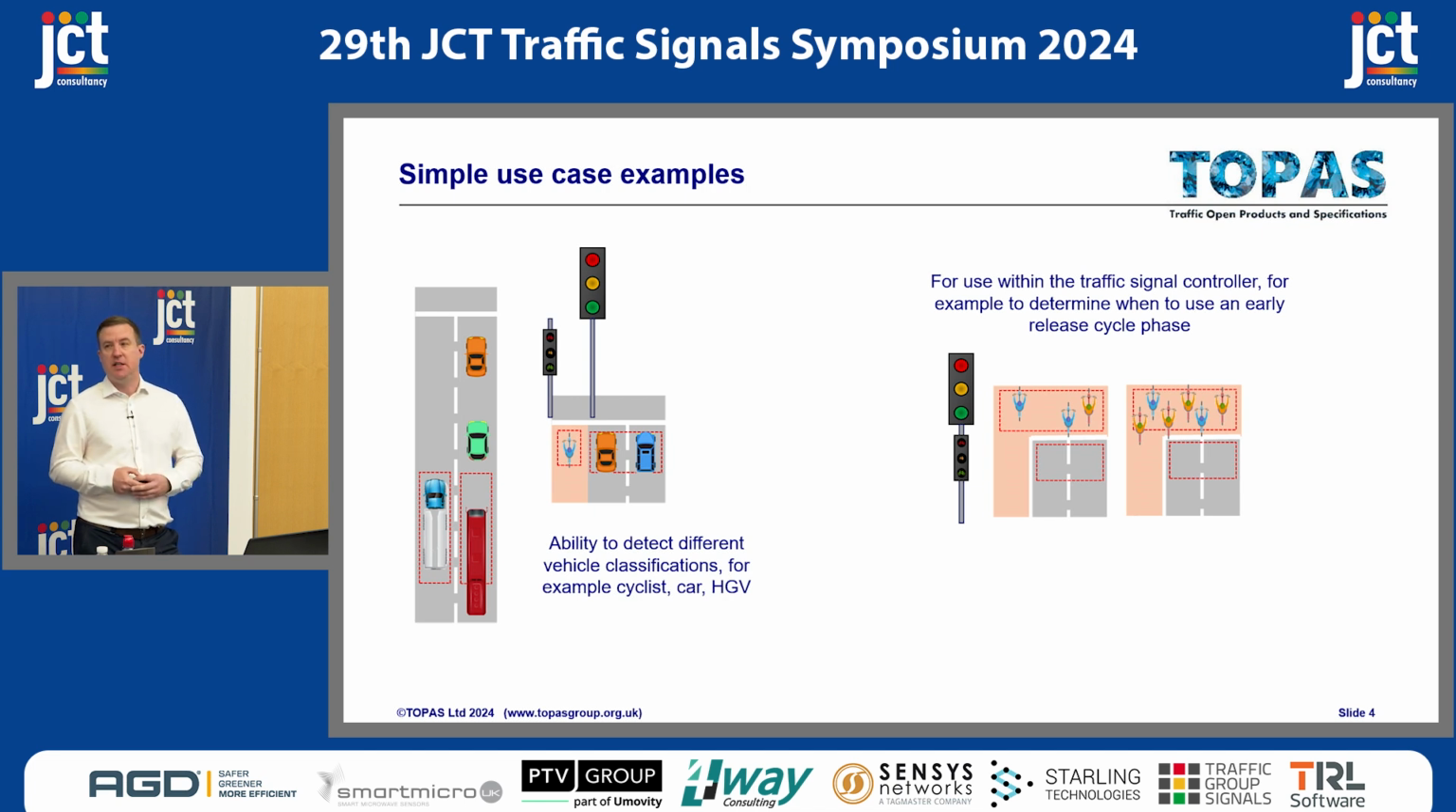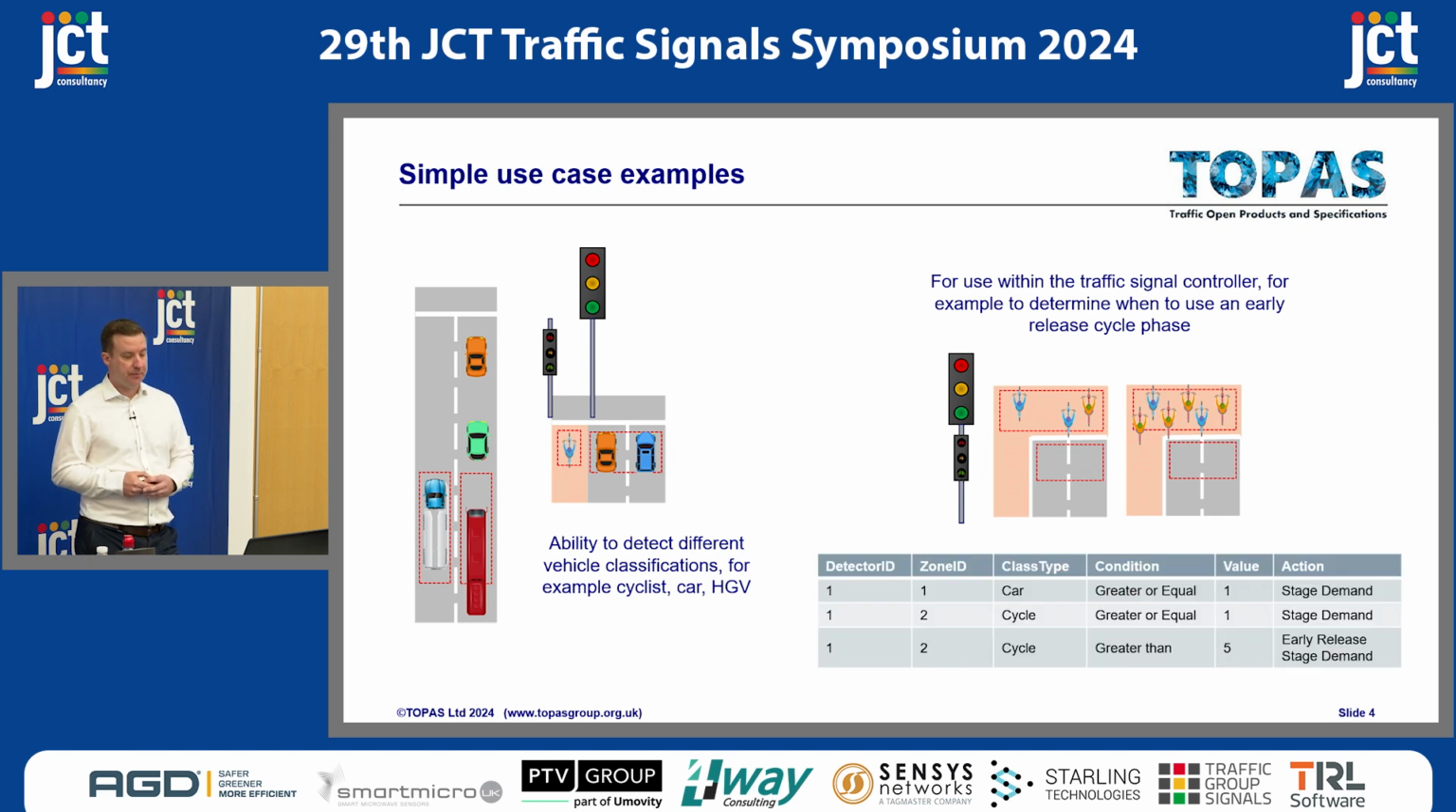So having the ability to determine, is it a cyclist, or in fact how many cyclists are there, would be very beneficial to the operation of the site. So just there, a very simple table of logic that you might have inside a controller or an outstation. So using one detector with two zones, you can then determine if you have a car, if you have a cyclist, and in fact how many cyclists you do have, and then you can change the reaction to that based on the volume of cyclists.